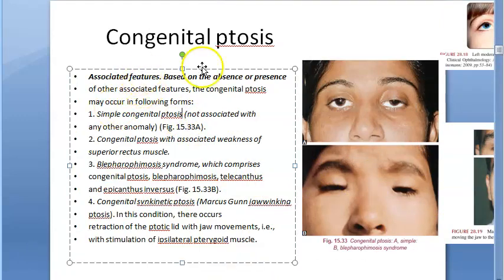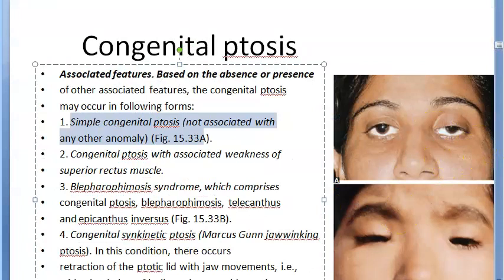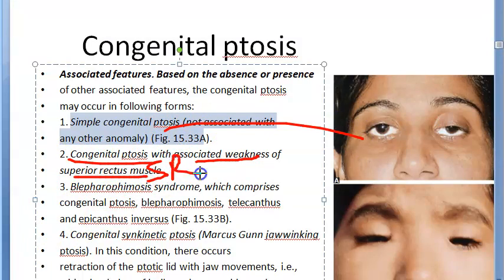Now let us see associated features. Associated features means there are some more features associated with this congenital ptosis. Simple congenital ptosis means that it is not associated with anything else, like this lady here. Then congenital ptosis with associated weakness of the superior rectus muscle. So add superior rectus muscle weakness also.